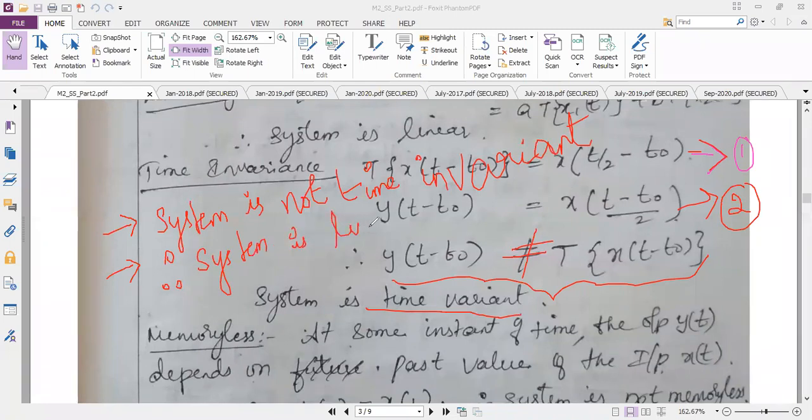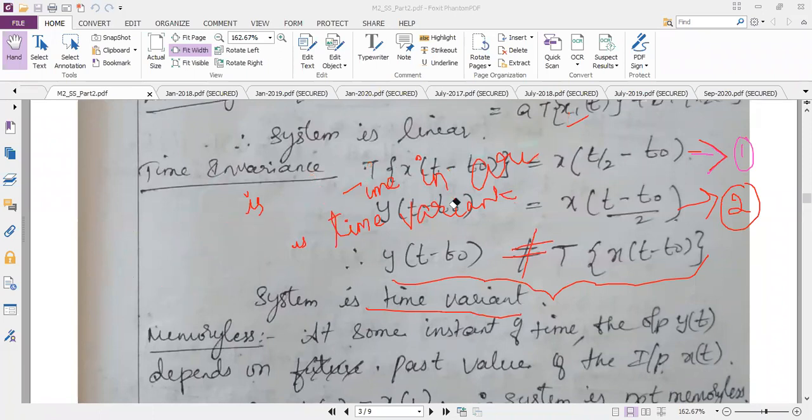So it is very simple. I think compared to yesterday, today you feel comfortable in the analysis of linearity and time invariance. Okay. So shall I proceed to the next property? Yes, ma'am. So the next property is memoryless.